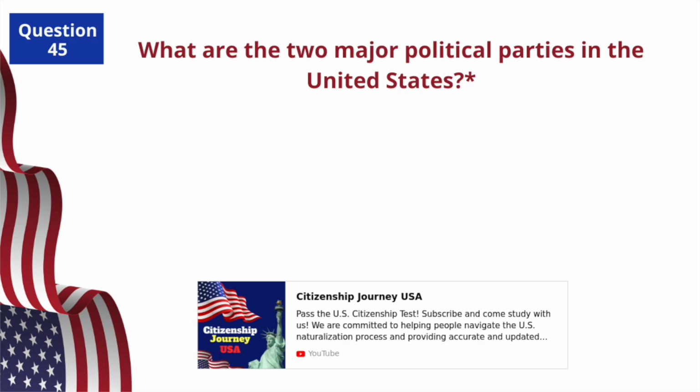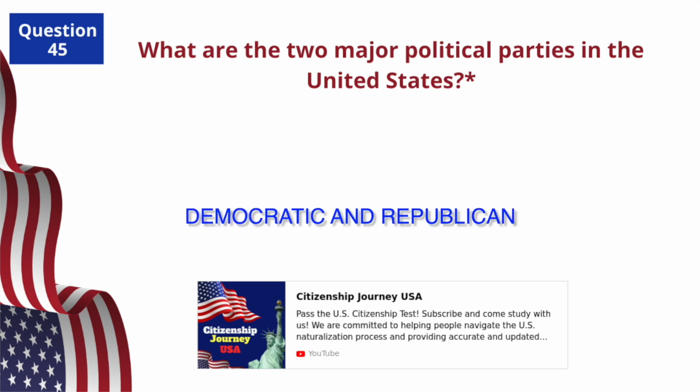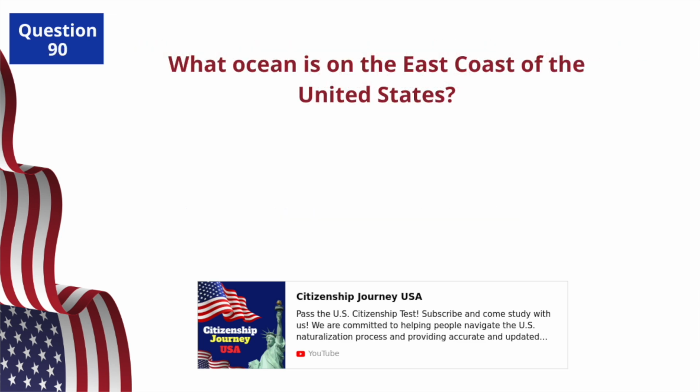What are the two major political parties in the United States? Democratic and Republican. What ocean is on the east coast of the United States? Atlantic Ocean.